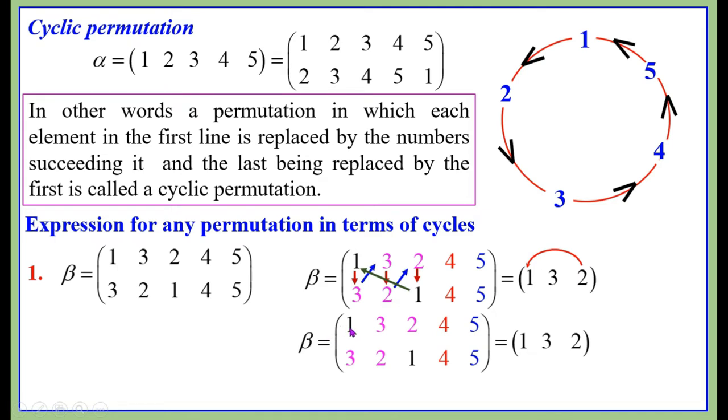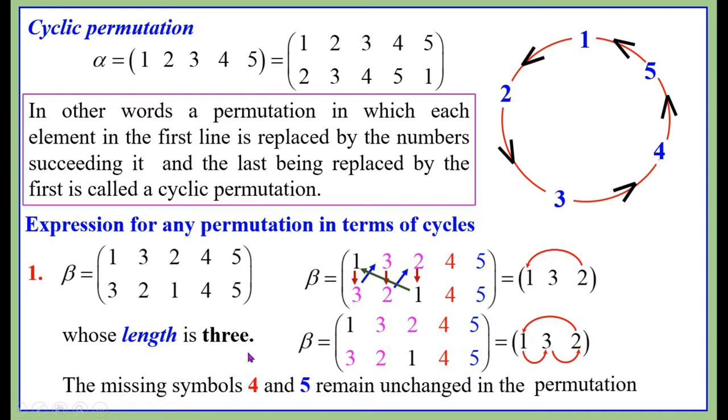That is, beta is equal to the permutation 1, 2, 3, 4, 5 over 3, 2, 1, 4, 5, which is equal to the cycle (1, 3, 2). Now the identity elements, namely 4 and 5, will not be written in a cycle. 1 goes to 3, 3 goes to 2, 2 goes to 1, whose length is 3. That is, the cycle has only 3 elements. The degree is 5 because it has 5 elements, 5 symbols, but the length is 3. The missing symbols 4 and 5 remain unchanged in the permutation.